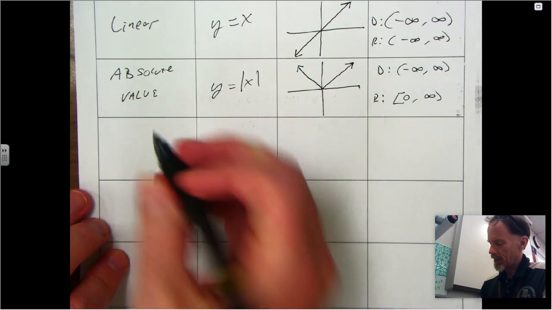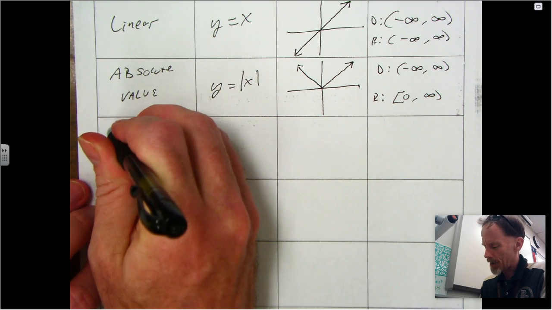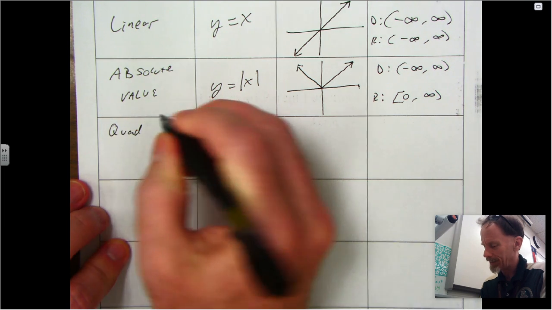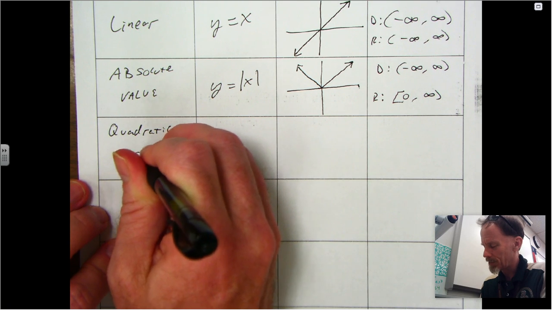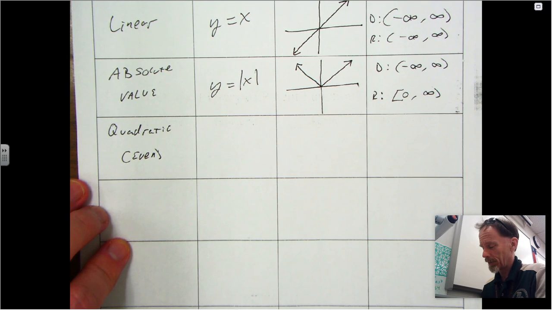So the next one we got, I'm going to give you two names for this one. A lot of you know the quadratic function from last year. The general term of this is actually the even function. So anything with an even power is going to look the same way.